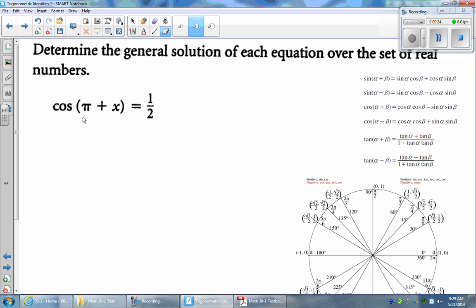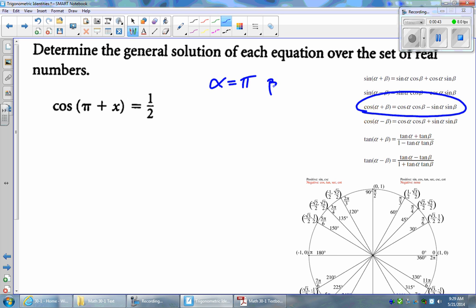When your argument has some sort of addition or subtraction going on, look towards your sum and difference identities. So let's see if we can match this up. We have the cosine of pi plus x, so that fits this form right here. So if it does, I can consider alpha as pi and my second angle beta as x. So let's go ahead and apply this formula here, or this identity.